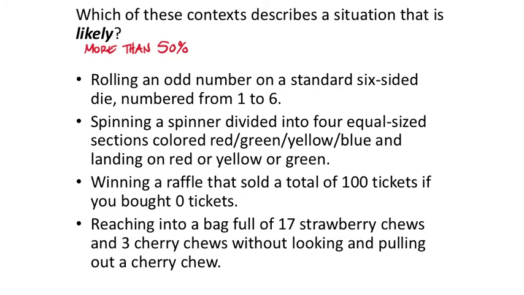All right, so we got rolling an odd number on a standard 6-sided die numbered 1 to 6. Spinning a spinner divided into 4 equal sized sections colored red, green, yellow, blue, and landing on red or yellow or green. The third situation, winning a raffle that sold a total of 100 tickets if you bought 0 tickets. And then finally reaching into a bag full of 17 strawberry chews and 3 cherry chews without looking and pulling out a cherry chew. So this is a good practice one for us.